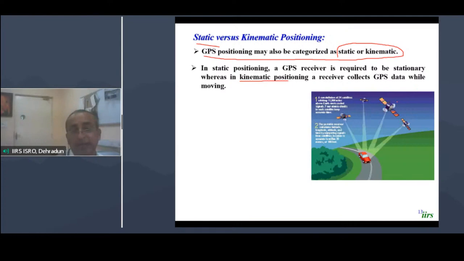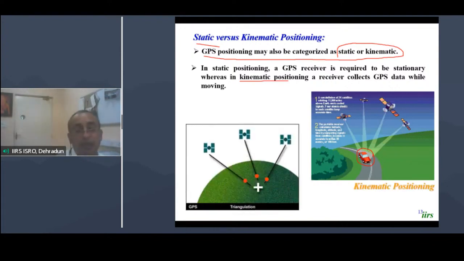Here you can see the GPS receiver is kept on a car and it is moving, so it is kinematic observation. And here the GPS is static, standing at a point and doing observation. That's why it's called static positioning.